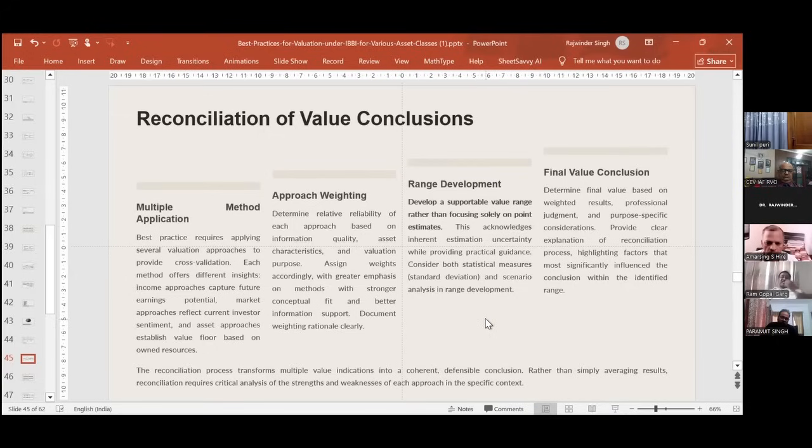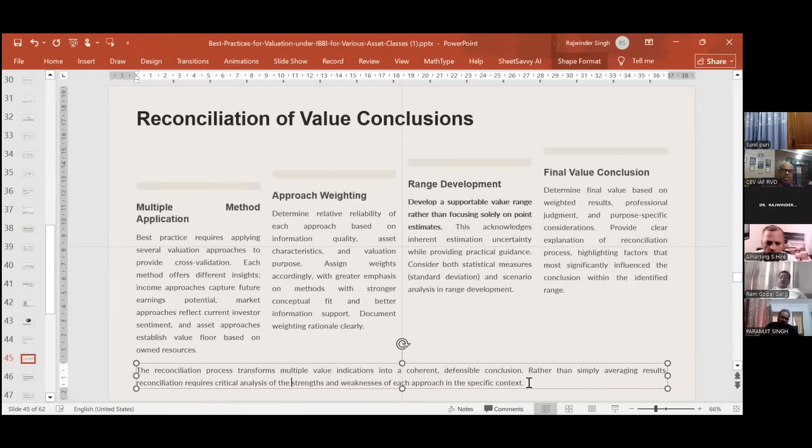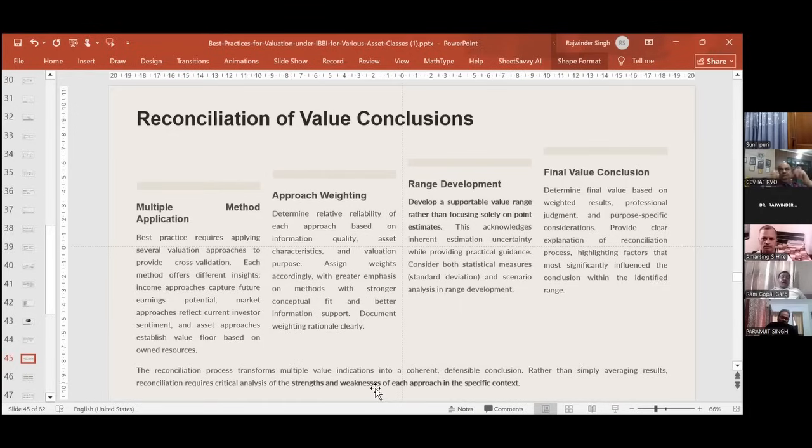The reconciliation process transforms multiple value indications into a coherent, defensible conclusion rather than simply averaging results. Reconciliation requires critical analysis of strengths and weaknesses of each approach in a specific context. So basically, what you have to do in reconciliation is consider the strengths and weaknesses of each approach for that particular specific context for which you are doing the valuation.